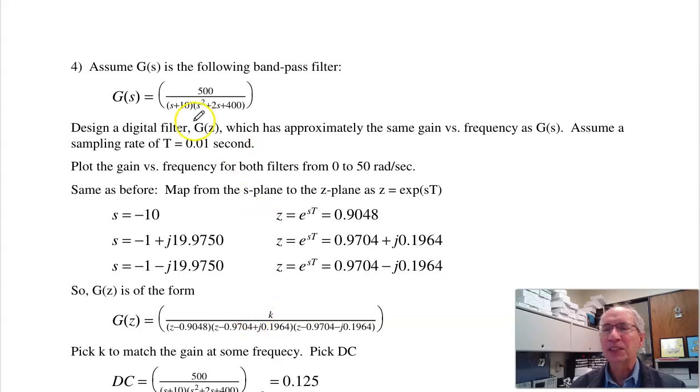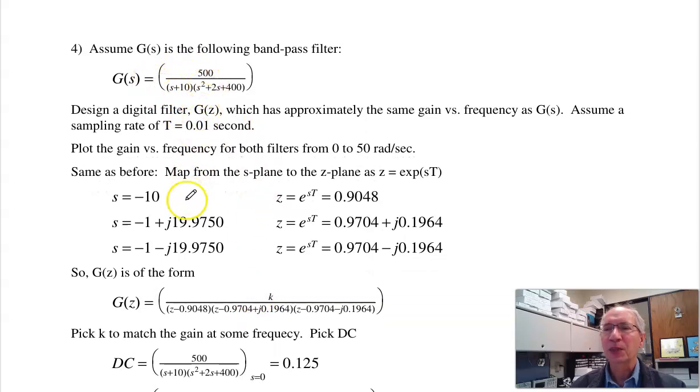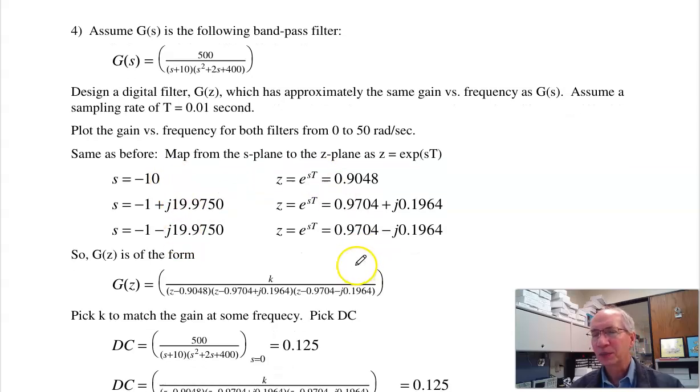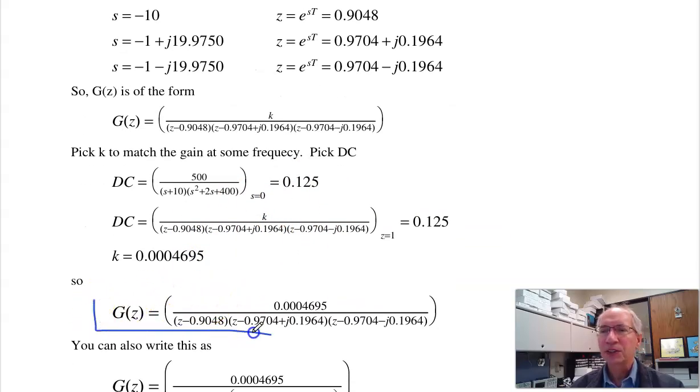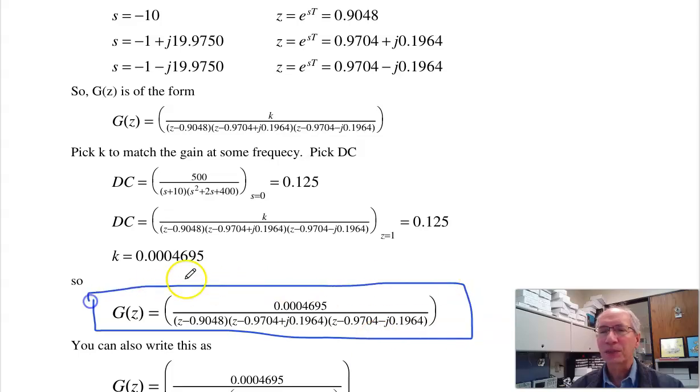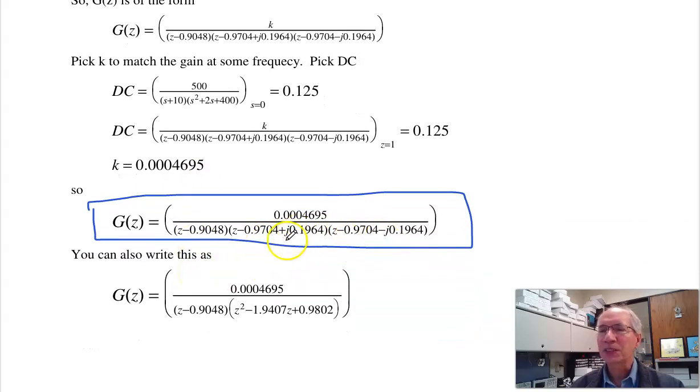That also works with complex numbers. Problem 4, if my poles are complex, here's the poles in the s-plane, poles in the z-plane. G of z has 3 poles in the s-plane, 3 poles in the z-plane. Match the DC gain, pick k so the two have the same DC gain. Here's k. Here's your filter in the z-plane. Now if you don't mind complex numbers, write it in this form. That's how I prefer it. Some people don't like complex numbers, so they multiply these out. Puts that in a polynomial. Either way, pick your favorite.